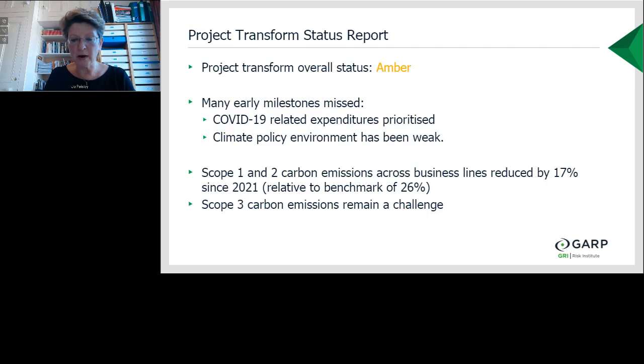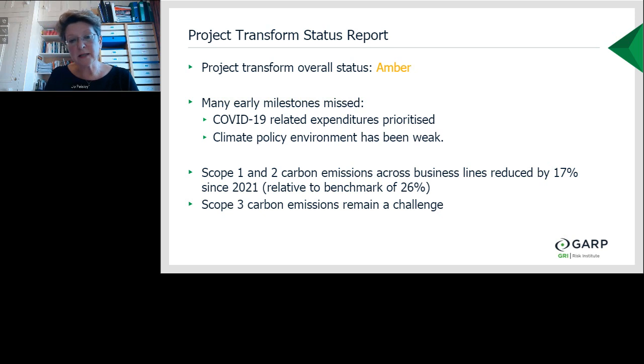And in terms of our own Project Transform, well, the project overall is running at amber. And that's because we missed many of those early milestones. Some of those were because COVID-19 related expenditures were prioritised, but also because the climate policy environment was weak. And although we've got many achievements, the reduction in emissions across our business lines is lower than we had set ourselves in our benchmark. Scope 3 carbon emissions still remain a real challenge.